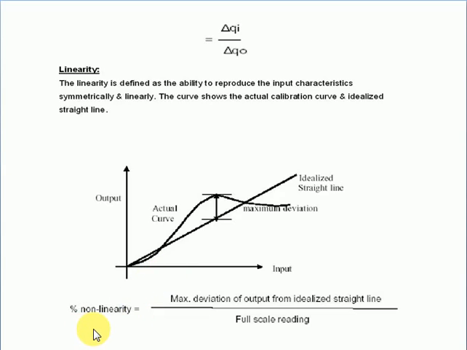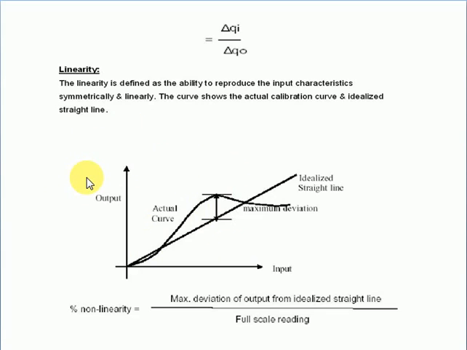Percentage linearity is defined as the maximum deviation of output from the idealized straight line to the full scale reading or actual reading. So linearity is simply a measure of the maximum deviation of the calibration points from the ideal straight line. Accuracy and linearity are closely related to each other, hence the instrument should be as linear as possible so that it results in small errors. Means if linearity is maximum, then error will be reduced. So that is the linearity.